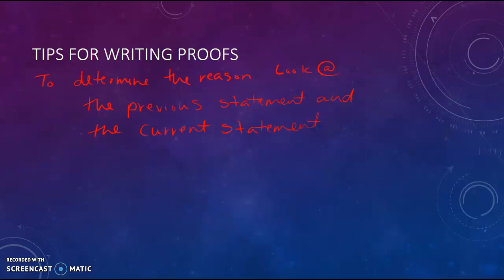And again, I'm looking at the previous statement. I'm asking myself, how did I go from the previous statement to the current statement? And then whatever property, theorem, definition, postulate that I used, that's my reason. Your statements can only be made based off information from previous statements. So each statement has to come from something that came before it.